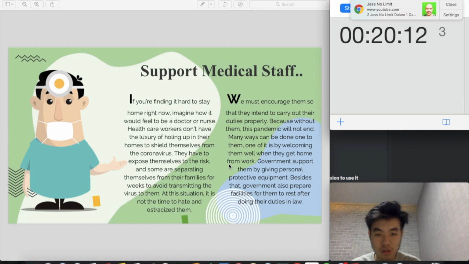The government supports them by giving personal protective equipment, and besides that, the government also prepares facilities for them to rest after doing their duties.